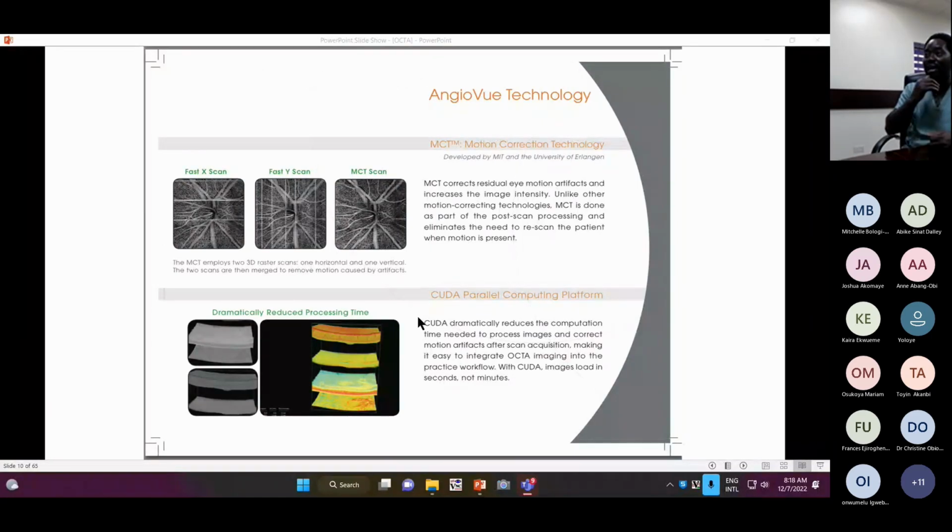And also we have the CUDA parallel computer platform, which dramatically reduces the computation time needed to process images and corrects motion artifacts after scan acquisition, making it easy to integrate into the OCT angiogram. Now, these four technologies really make a lot of changes. It now helps us to quickly acquire images, motion artifacts are easily removed, and a better image that is more reproducible is produced.